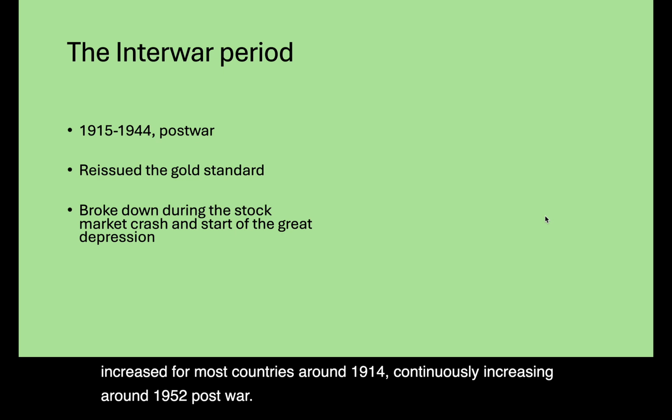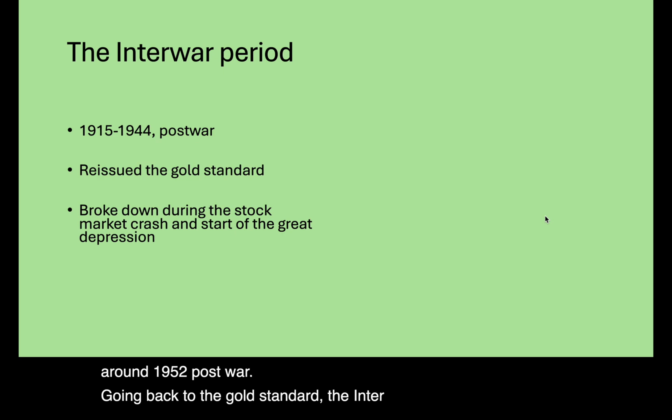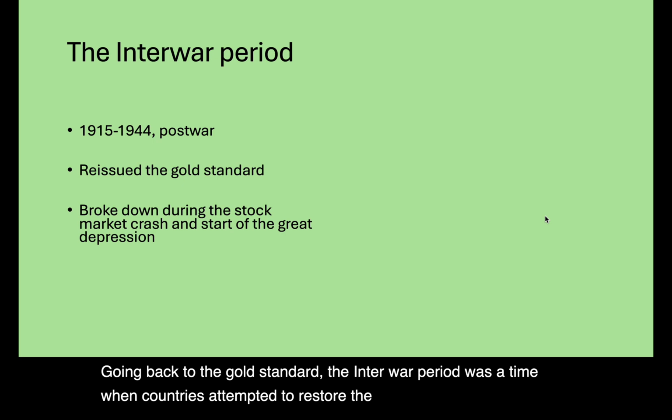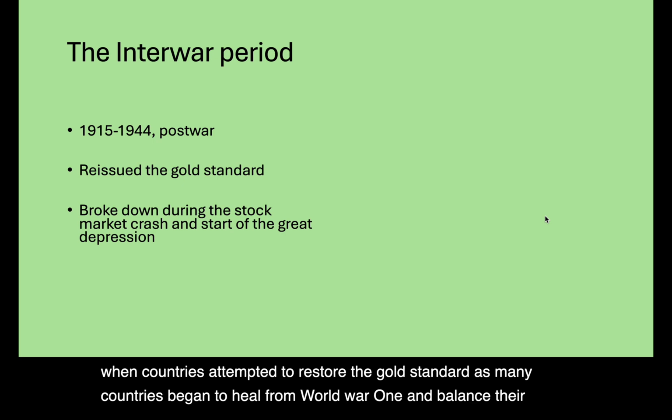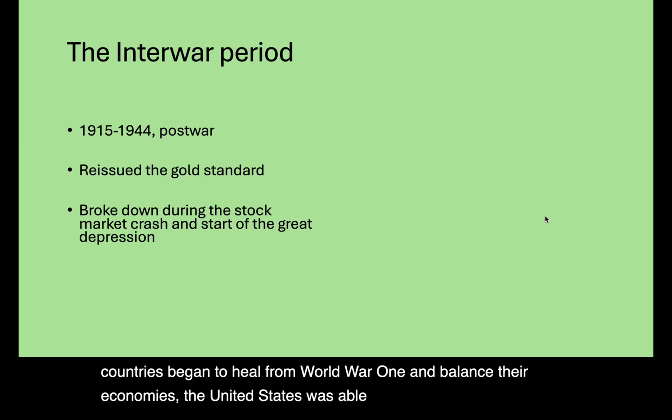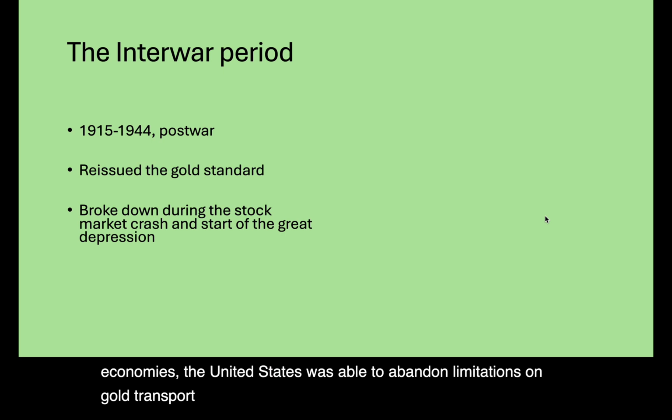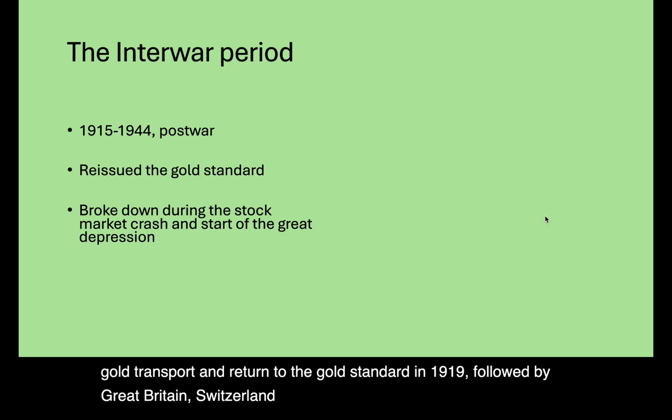Going back to the gold standard, the interwar period was a time when countries attempted to restore the gold standard, as many countries began to heal from World War I and balance their economies. The United States was able to abandon limitations on gold transport and return to the gold standard in 1919, followed by Great Britain, Switzerland, France, and the Scandinavian countries.